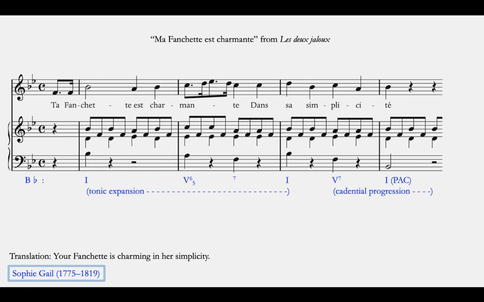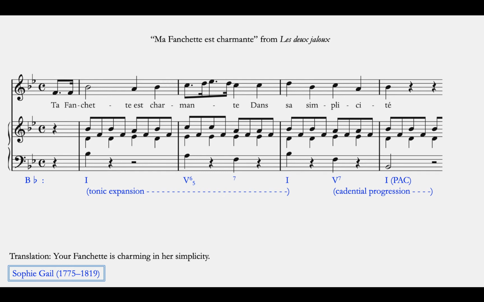Two things to focus on in this passage. I've mentioned a few times the idea that we tend to find inverted chords in the middle of phrases. Another way to think about that, or a way to add a little bit of an idea on top of that, is often inverted chords help us to make what I'm going to call a tonic expansion.